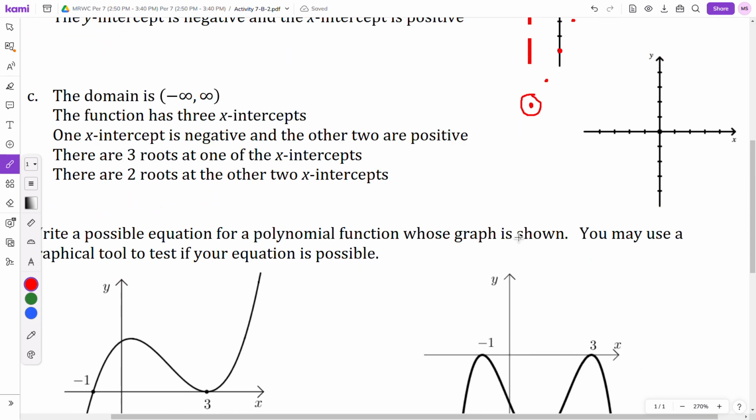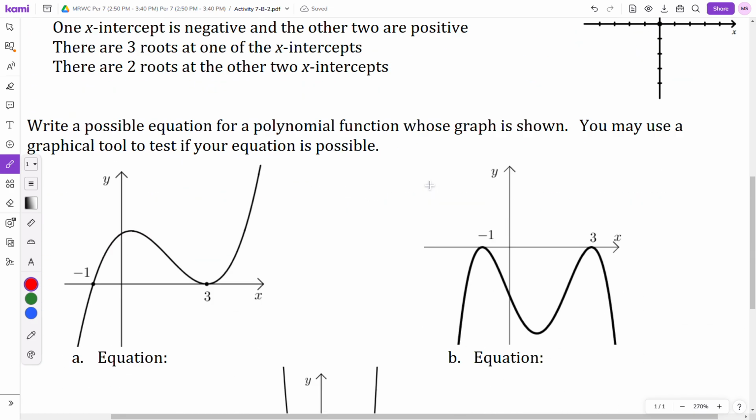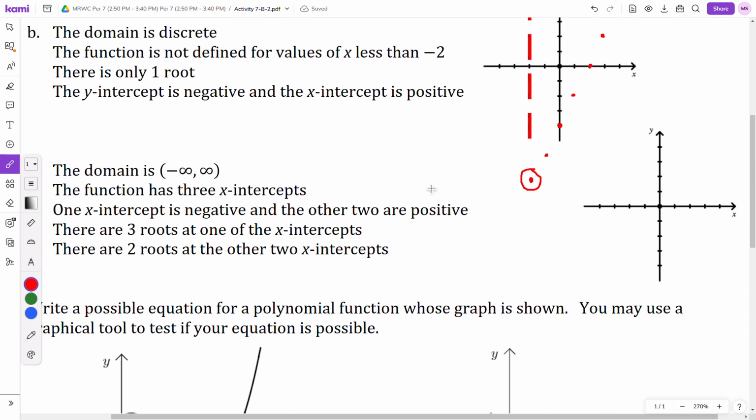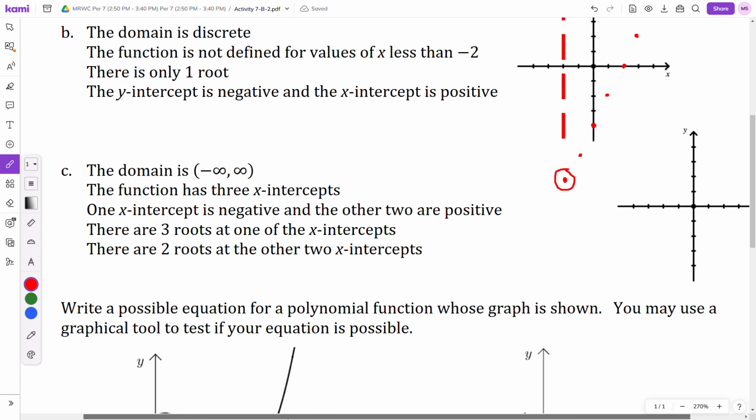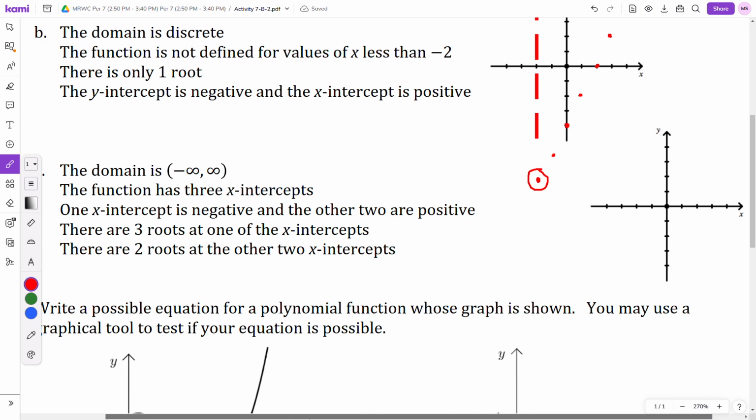Should we do another one? Let's do another one. Let's do C. The domain is all real numbers. The function has 3 x-intercepts. One x-intercept is negative, and the other 2 are positive. Okay, so I recommend that you pause the video and try this out yourself. See if you can figure it out, and then watch my explanation.